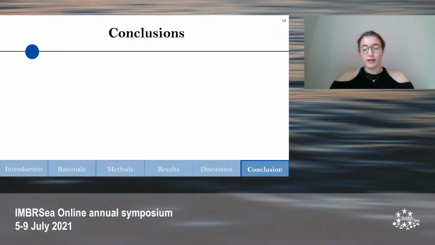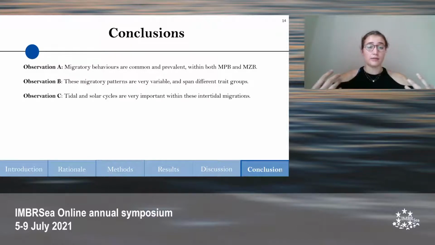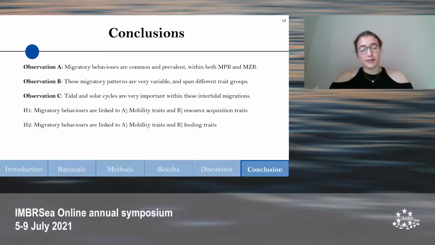So just to conclude what I found, migratory behaviours are clearly very common and prevalent, more so than I even expected, both within the microphytobenthos and macrozoobenthos. These migratory patterns are really variable and span different trait groups. And clearly tidal and solar cycles are very important within these intertidal migrations, as they usually are one of the primary triggers. So to consider my hypotheses, migratory behaviours in both microphytobenthos and macrozoobenthos can be attributed to their mobility traits, but attributing these behaviours to either their resource acquisition traits or feeding traits actually becomes a little bit more complicated and they can't be directly linked.